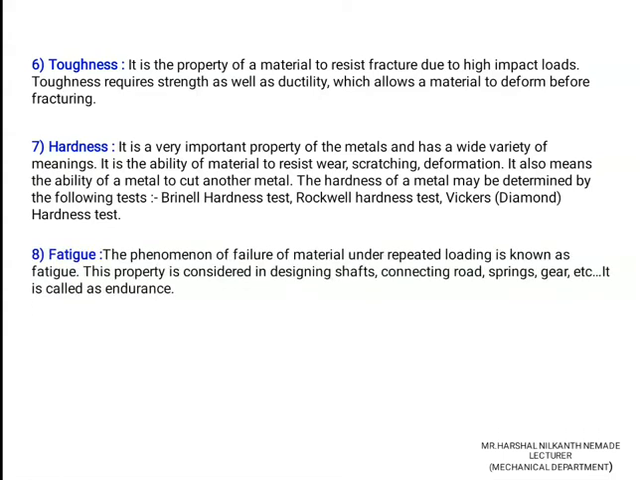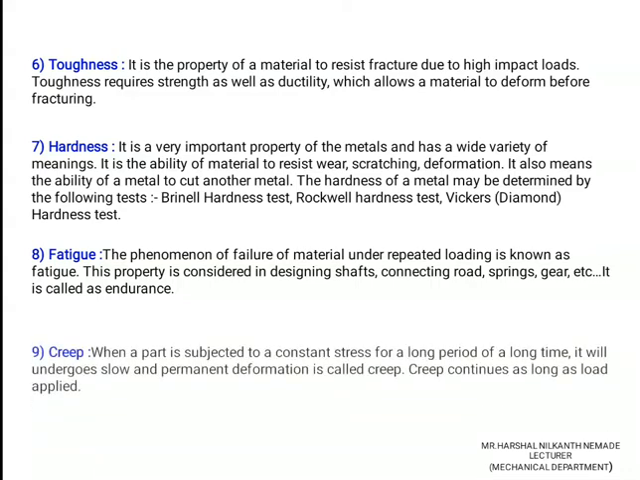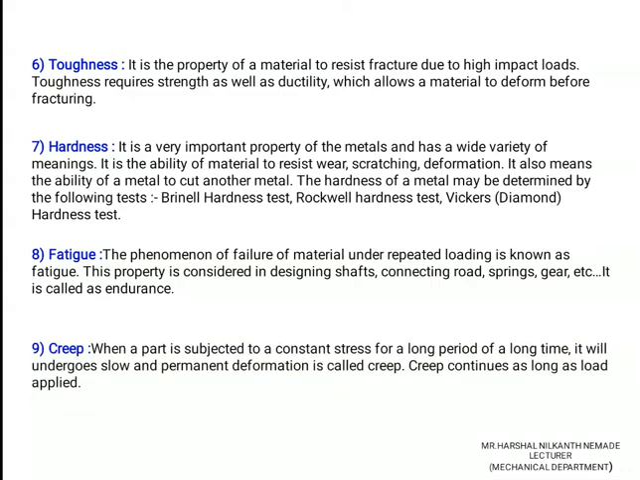Fatigue. The phenomenon of failure of a material under the repeated loading is known as fatigue. This property is considered in designing shaft, connecting rods, spring, gears, etc. It is also called endurance. Creep. When a part is subjected to a constant stress for a long period of time, it will undergo slow and permanent deformation, which is called creep. Creep continues as long as load is applied.